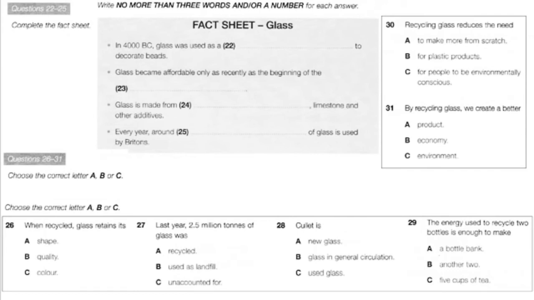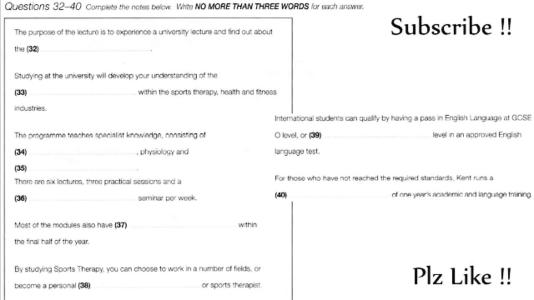That is the end of section 3. You now have half a minute to check your answers. Now turn to section 4. Section 4. You will hear an orientation lecture on sports therapy. First, you have some time to look at questions 32 to 40. Now listen carefully and answer questions 32 to 40.